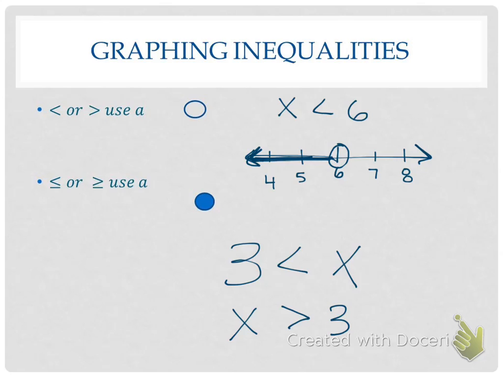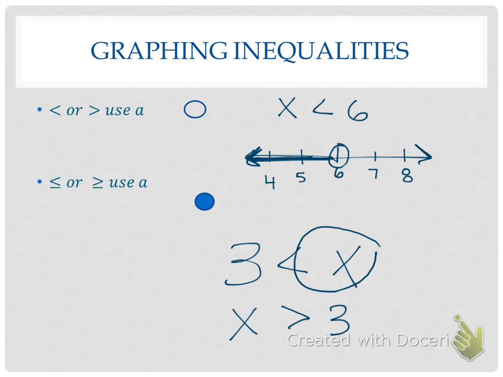Because look at what it was originally. The open mouth is towards the x. It has to stay towards the x. So when the x moves, so does the sign. Does that make sense? So then when I go to graph it, I would say, okay, x is greater than 3. I draw an open circle over 3, shade every number that's larger.